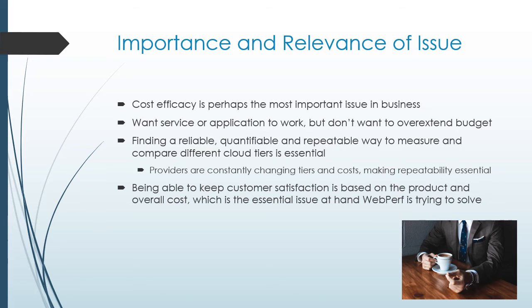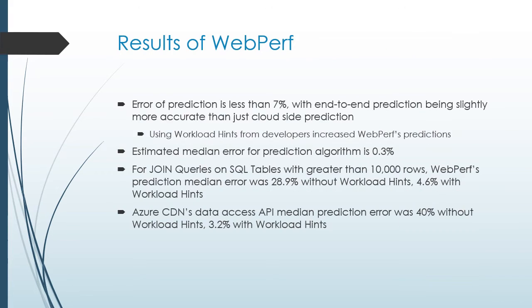If you didn't care about money, you would just buy the highest tiers. If you didn't care about satisfaction, you would just buy the lowest tiers. So WebPerf is basically trying to find that equilibrium point, trying to find that middle ground. What makes the most sense for our product?